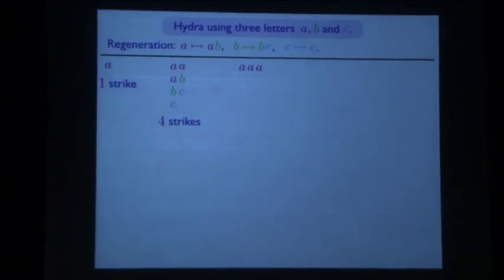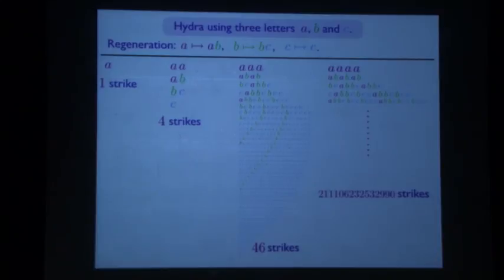Against A cubed, it goes like this. It takes a while, and he wins in 46 strikes. A to the 4 goes like this. He wins. It takes that long. Okay, but he still always wins eventually.